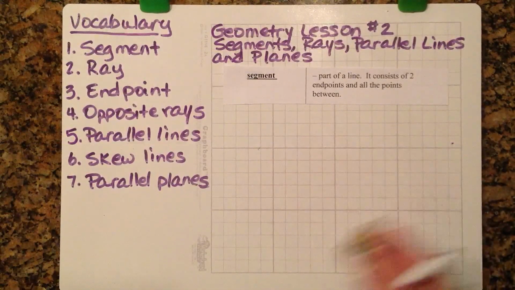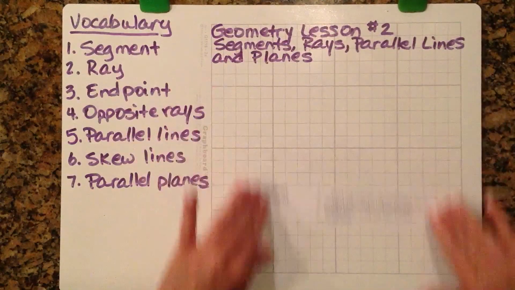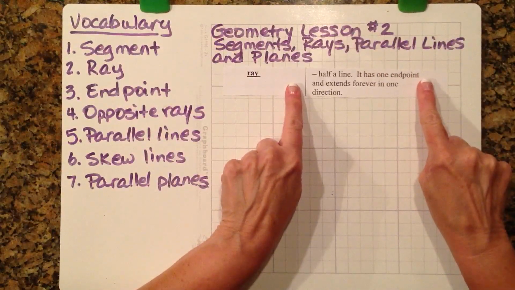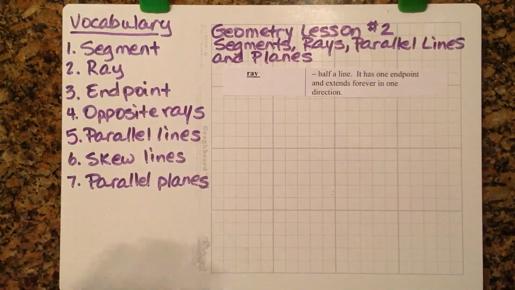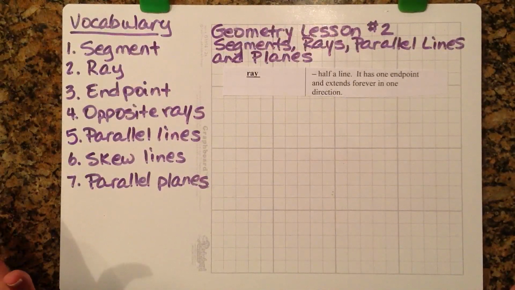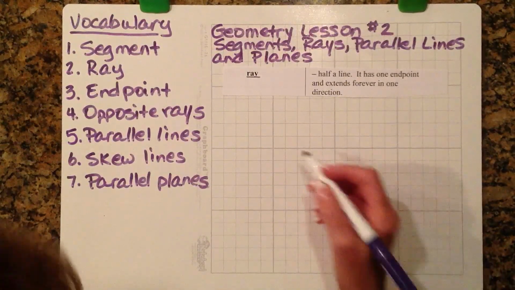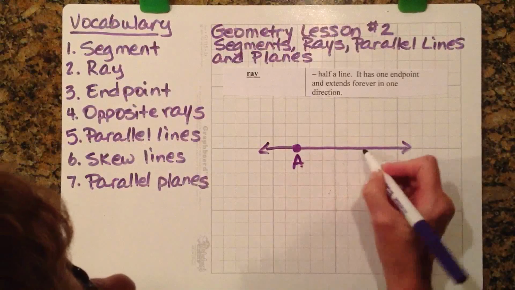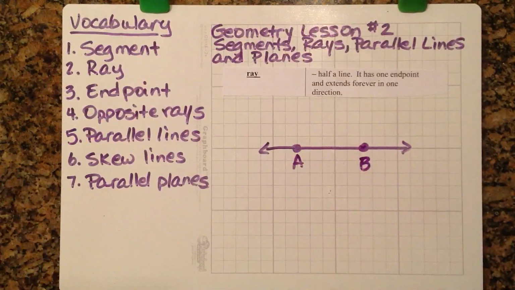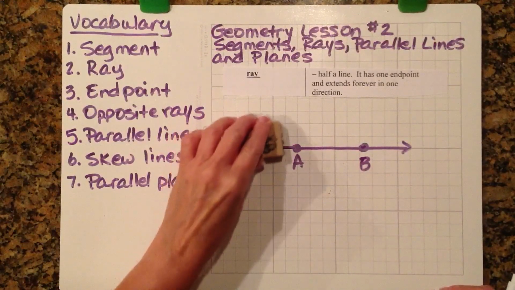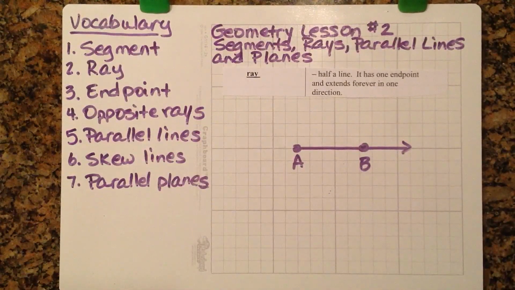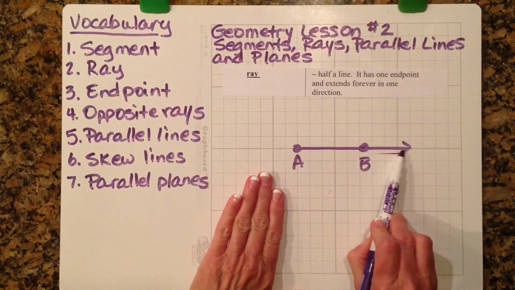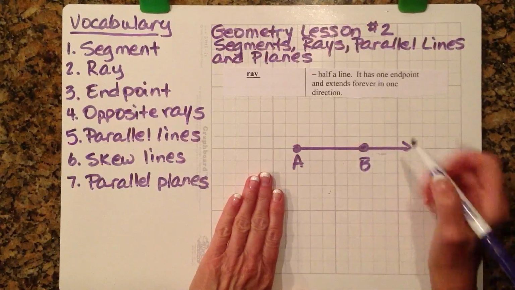Let's go on. The next term is ray. The definition of a ray is listed right here. A ray is half of a line. It has one endpoint and extends forever in one direction. So here we have our line. We're going to use good old line AB. And I'm going to take off a section of it. That is a ray. A ray is like an arrow. It has a starting point, and then it goes on forever on one of its sides right here.